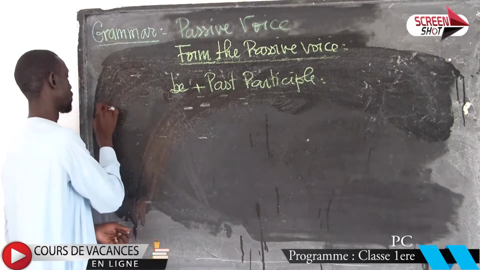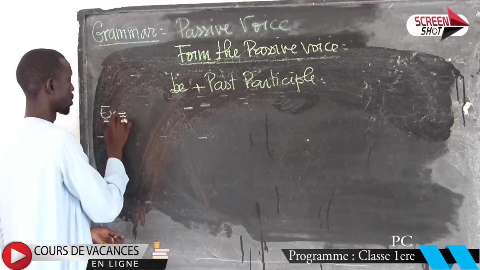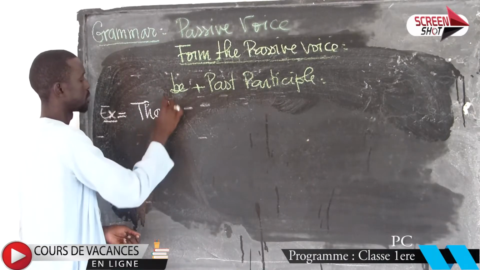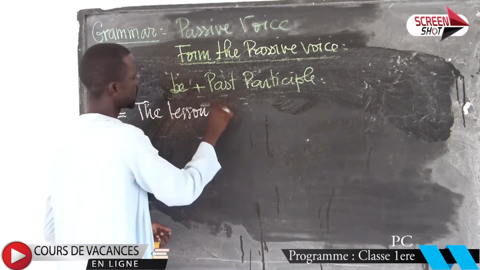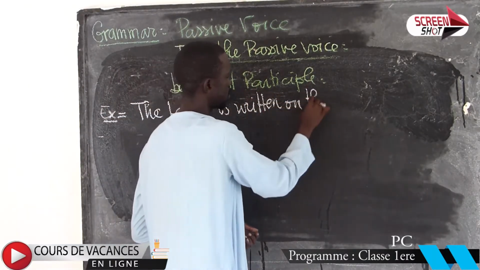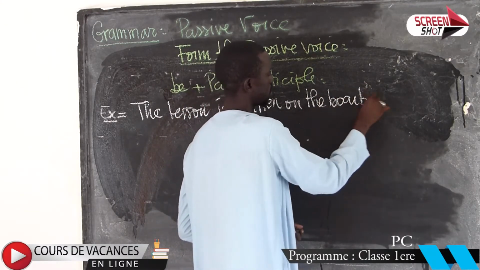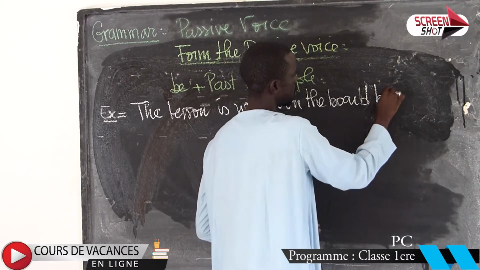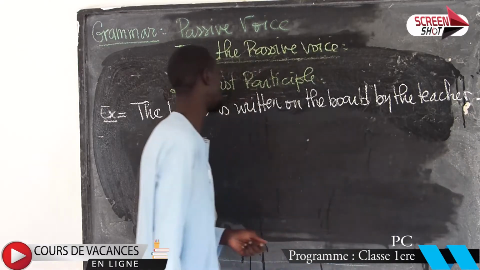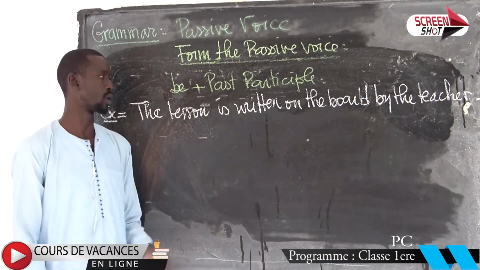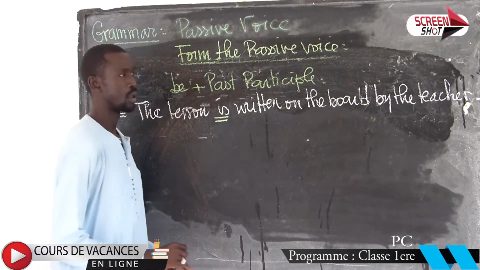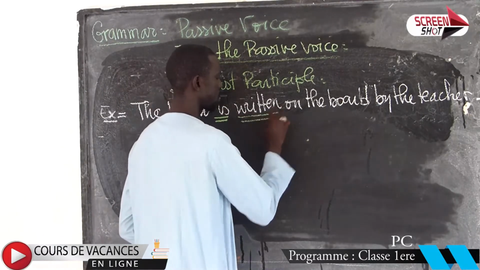For example, the lesson is written on the board by the teacher. So here we have the auxiliary be. We have also the past participle.